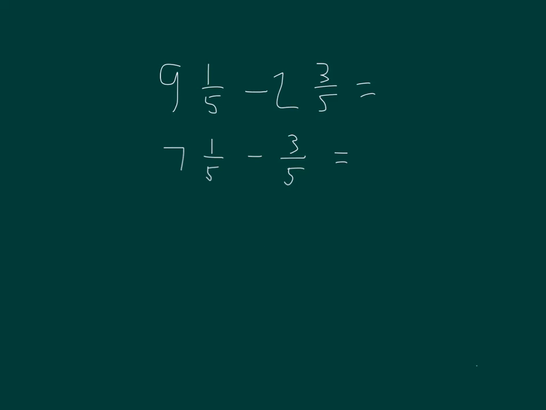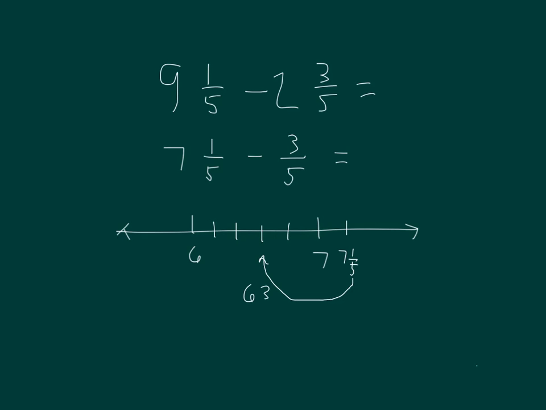Let's use a number line to help us out here. So we'll use a partial number line. Here's 6. We'll divide that into fifths. We're starting at 7 and 1/5, and we're subtracting 3/5 from there. 1, 2, 3. So that there is 6 and 3/5.